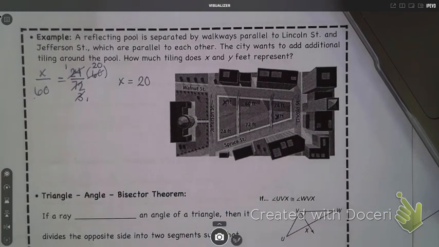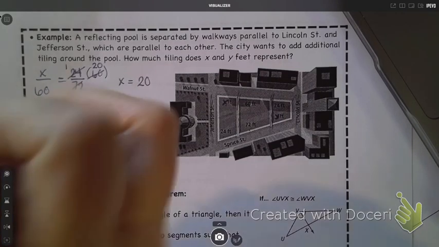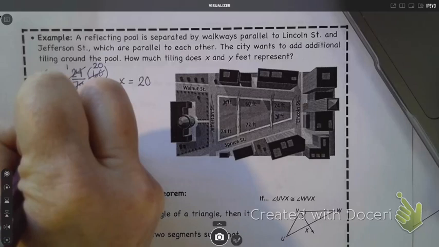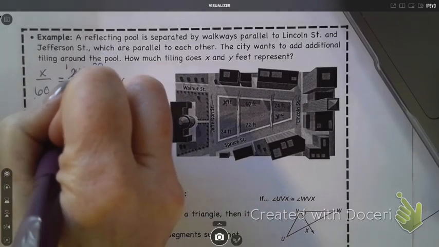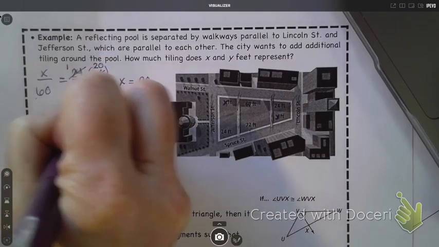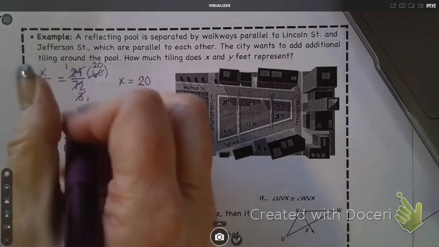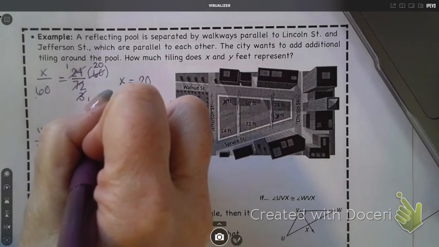Can I start? You have it. Yeah, see, I have the same exact thing. Mm-hmm.